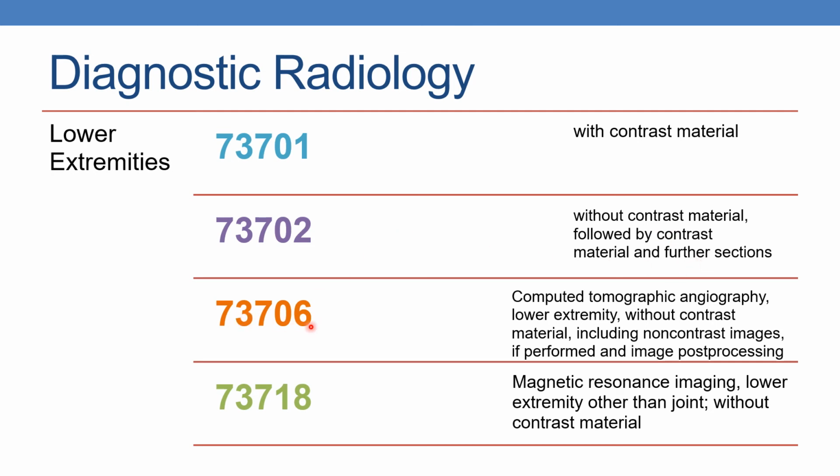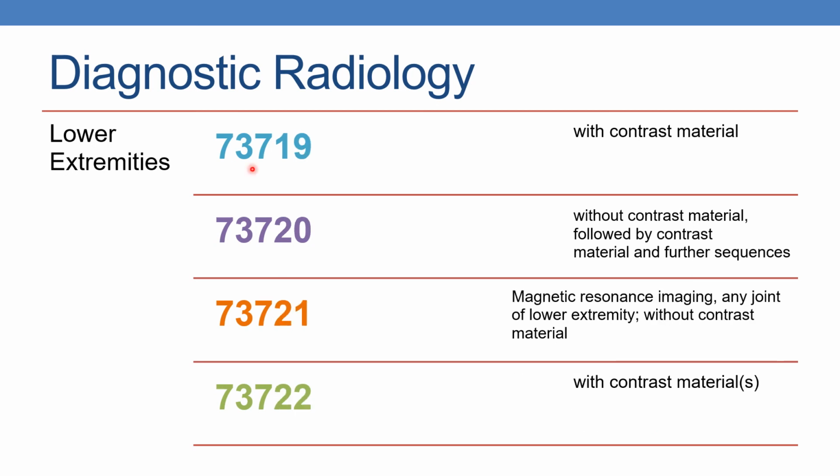The next is 73706, CTA lower extremity with contrast material including non-contrast images when performed and image post-processing. The next is 73718, magnetic resonance imaging, MRI lower extremity other than joint without contrast. The next is 73719, MRI lower extremity other than joint with contrast. The next is 73720, MRI lower extremity other than joint without contrast followed by contrast material and further sequences.